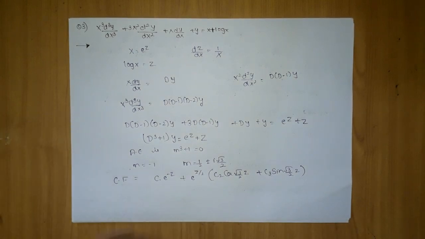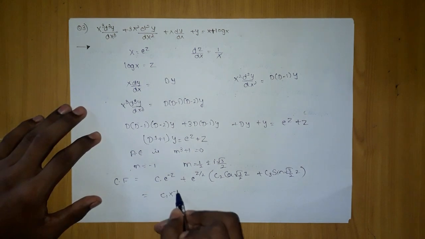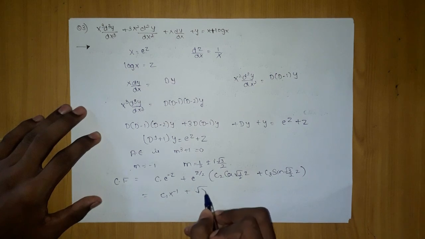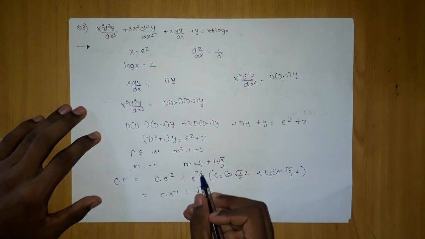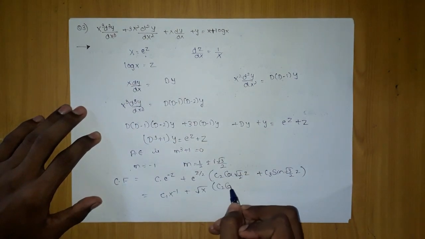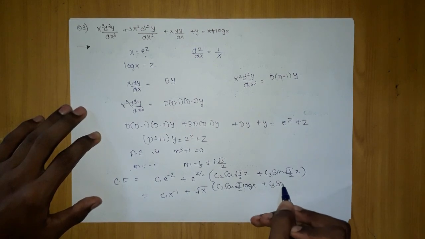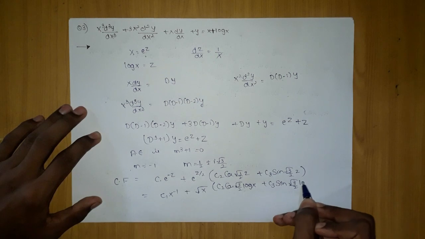Now you know the general solution should be in terms of x, not in terms of z. When you convert the Cauchy differential equation into a higher order differential equation with constant coefficients, you have to have no x, so we have to replace this. So if I replace, it will be c1 x to the power minus 1 plus, under root x, since e to the power z is x and here the power is 1 by 2, c2 cos root 3 by 2 into log x plus c3 sin root 3 by 2 log x. Agree?